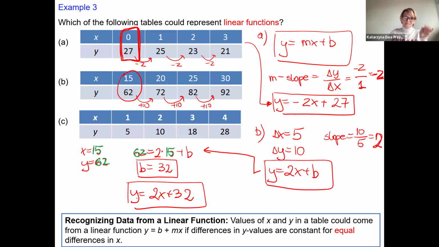Okay, and what about C? 1, 2, 3, 4, x's. Yes, they have the same difference. But what about y's? 5, 10, plus 5. From 10 to 18, plus 8. From 18 to 28, plus 10. It is increasing, but it's not a constant rate. So C is not a linear expression. Okay, we good with this? Let's keep moving.